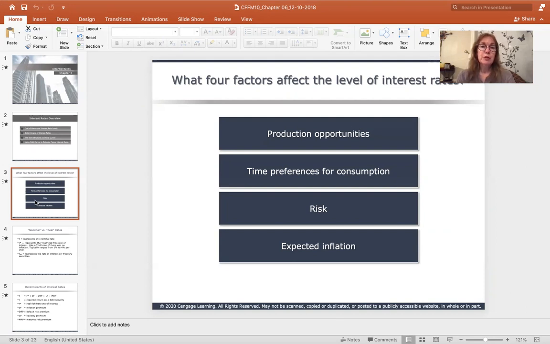If there's a lot of production opportunities out there, in other words, a lot of projects that companies might want to undertake, that's going to increase the demand for money. So that will make interest rates rise.